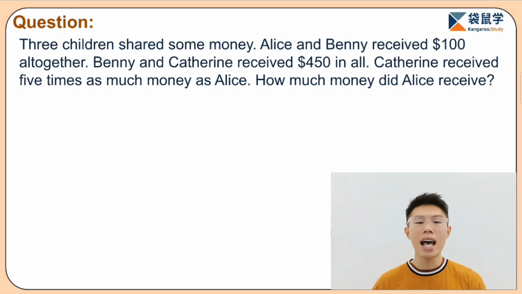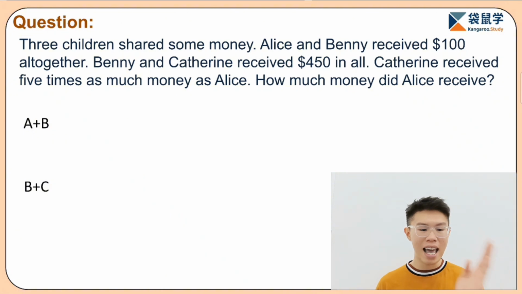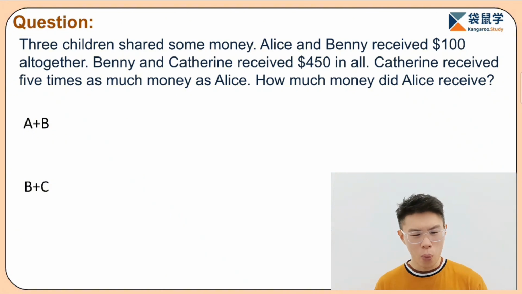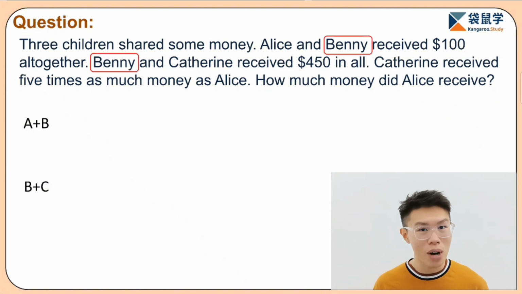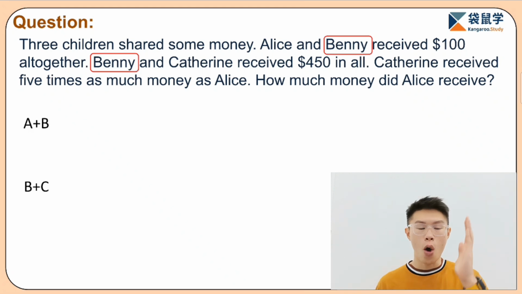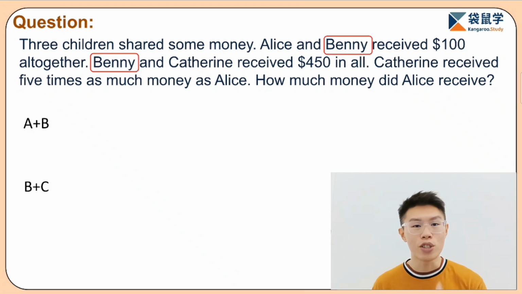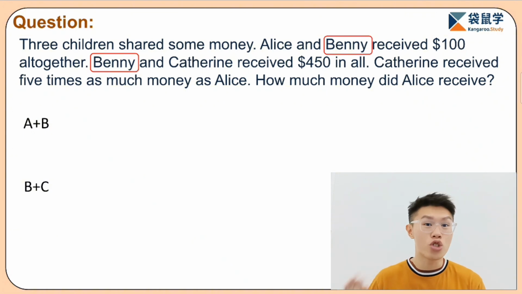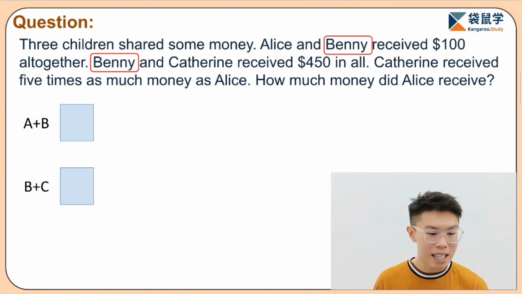First of all, we have a lot of information. How can we organize them in an interesting way? We draw a model. We have 2 groups, Alice and Benny, Benny and Catherine. And we can see in both groups, Benny is present. This is a repeated identity situation. So, Benny being the same, we can start drawing him first. Same size, same block for the 2 groups.